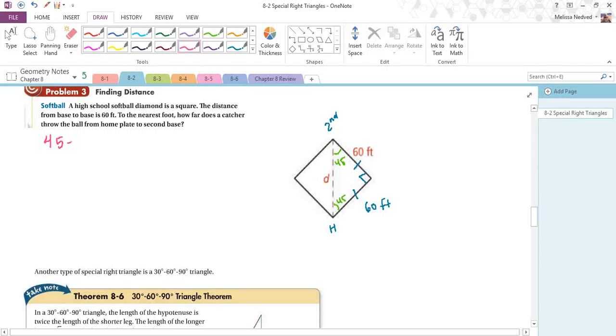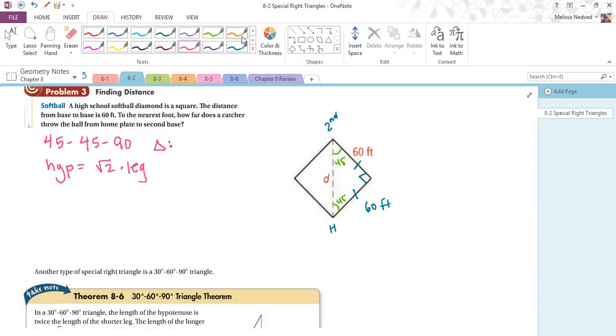So now if I look at just this right-hand side, the dotted line being my hypotenuse, I've created a 45, 45, 90 triangle. And I know that in a 45, 45, 90 triangle, my hypotenuse is equal to the square root of 2 times the leg. Now replace what we know. I don't know the hypotenuse, that's my variable d, equals square root of 2 times my leg, which is 60 feet.